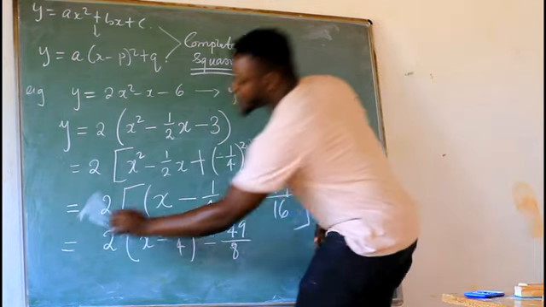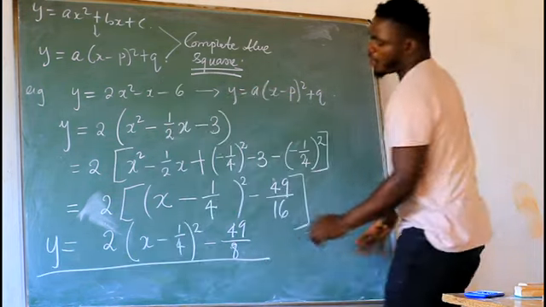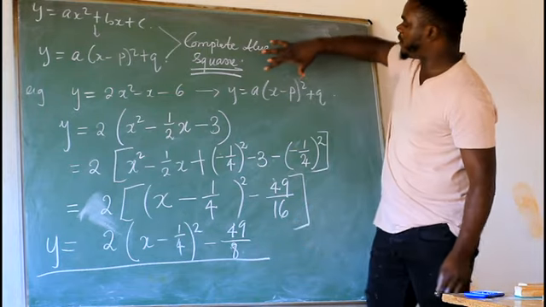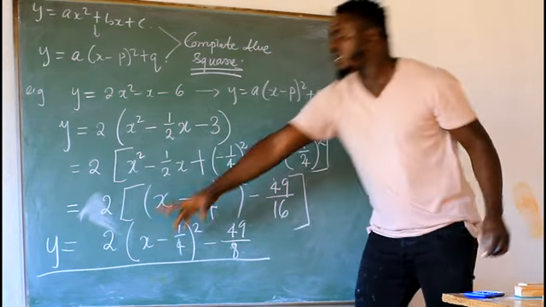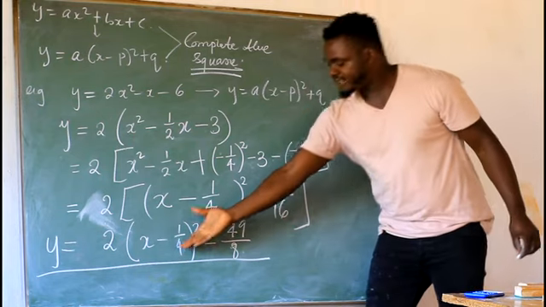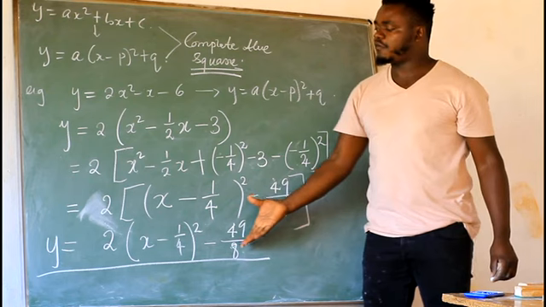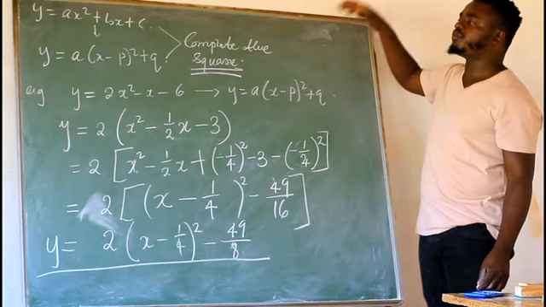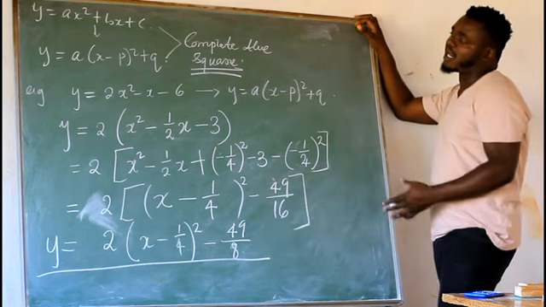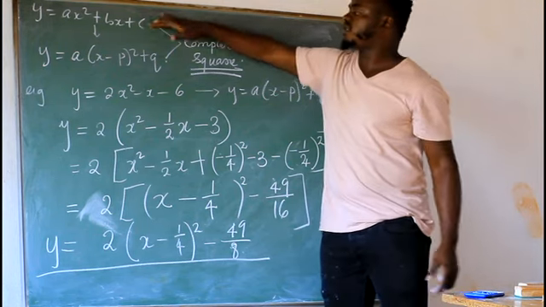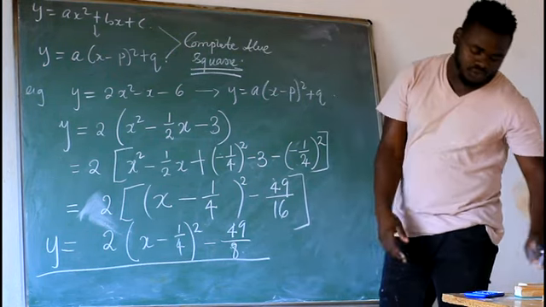Now, if you check this answer, it is now in the form of this. Where is A? A is your 2, P is there, squared is there, Q is negative 49 over 8. This is how you complete the square of the graph. They say write this one in the form of this. This is how you do it.